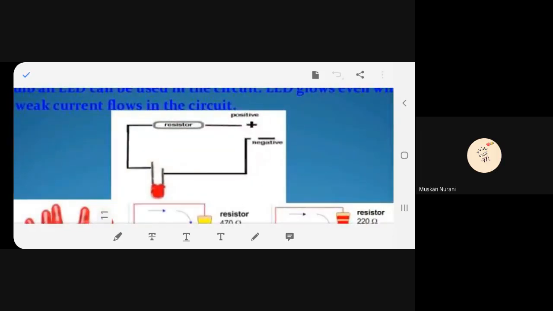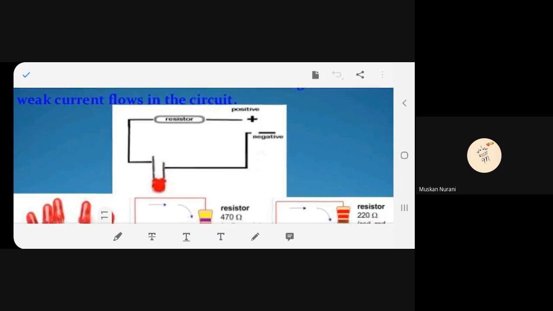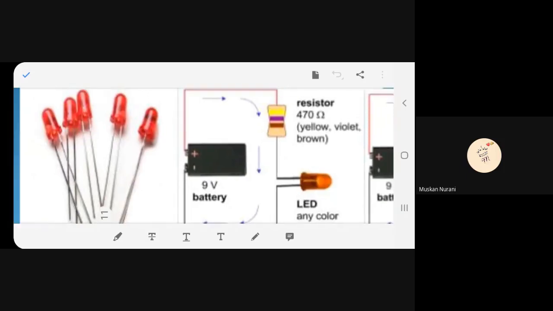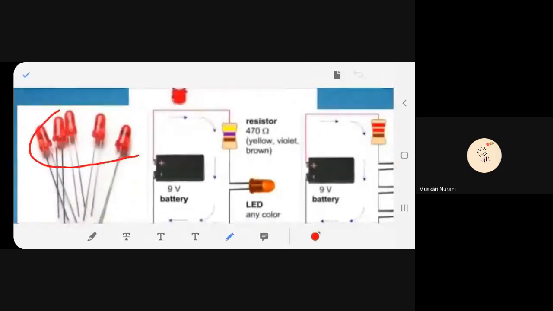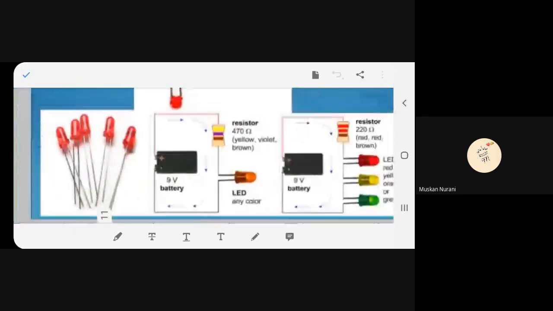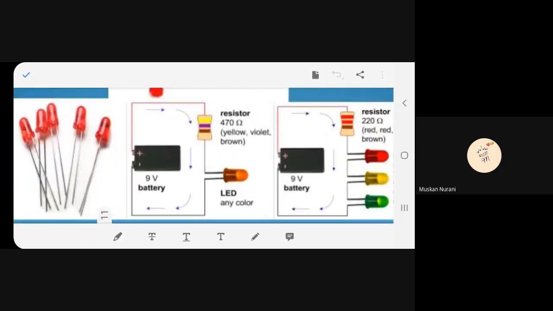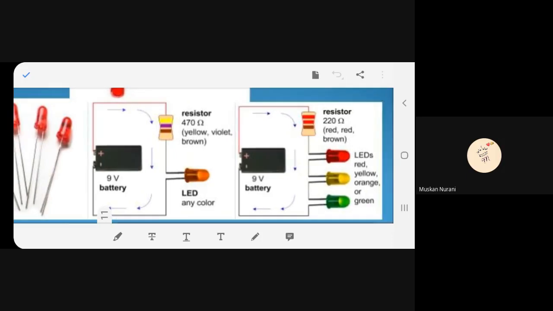So here you can see this is the circuit and the LED is fixed over here. If the electricity is too weak, then also the LED will glow. So this is how the LED looks. The red ones, these are the LEDs. This is another circuit with a 9-volt battery with only one LED, any color you can see over here. Here we can have three LEDs with the same 9-volt battery. So this is how you can make your circuit.